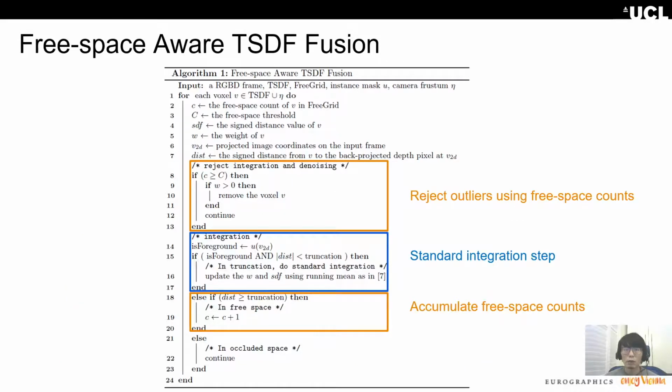We show that this step can be effectively done by modifying the standard volumetric fusion step. Before integrating a voxel, we will check whether it is a free space voxel or not. If it is not a free space voxel, and has a signed distance value larger than the truncation value, we will update the free space count, and we will keep track of this count. Once this count is larger than a certain threshold, we will mark this voxel as a free space voxel.